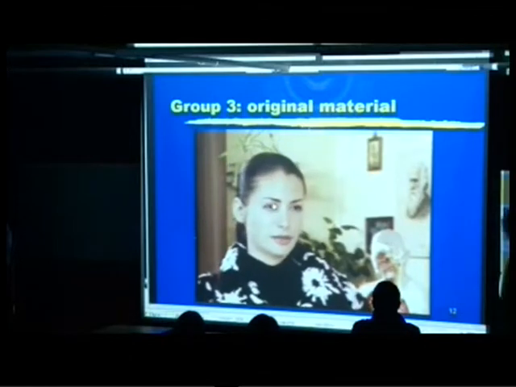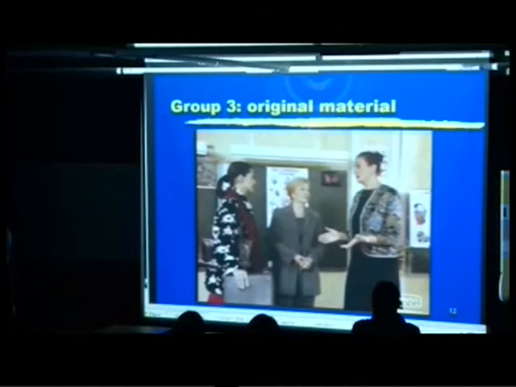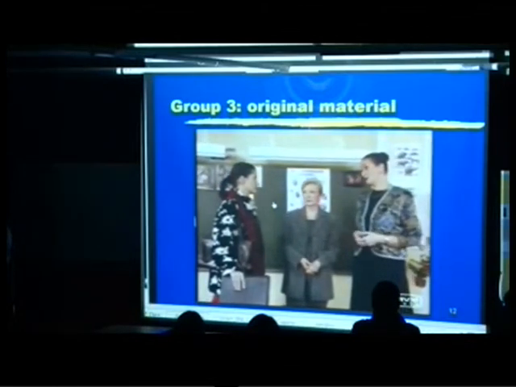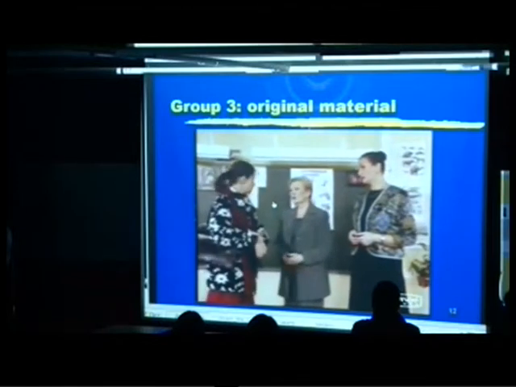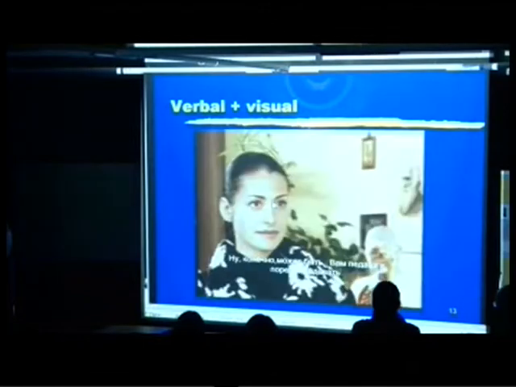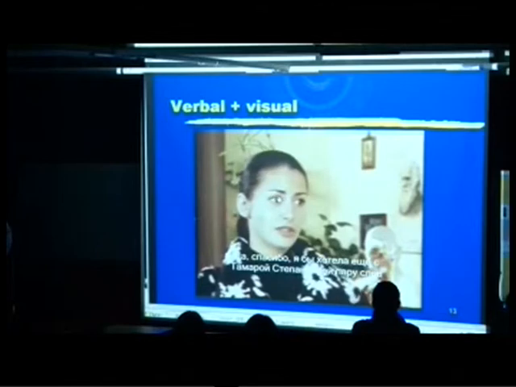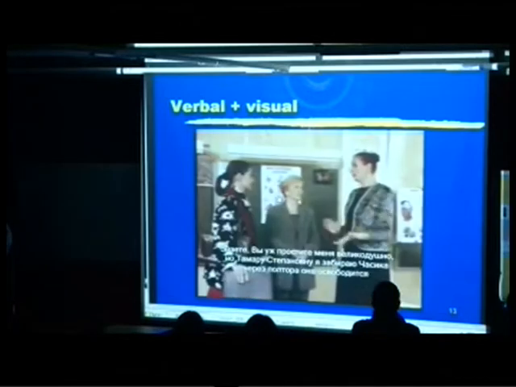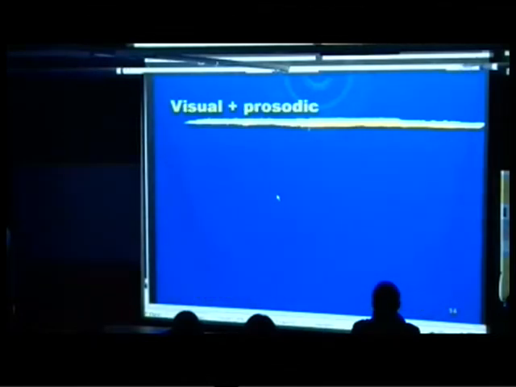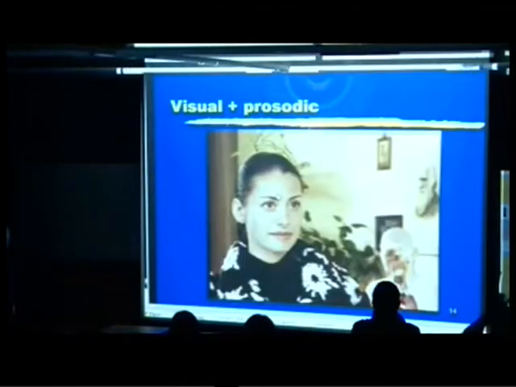Now the verbal plus visual condition is the situation when you see the video plus the running subtitles. Something like this. And the visual plus prosodic condition is the situation when you see the video and also hear the prosody but not the verbal component. Well, I think you get the idea, okay?